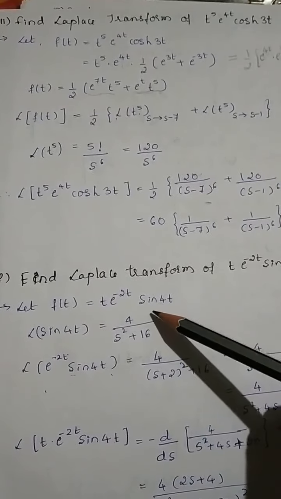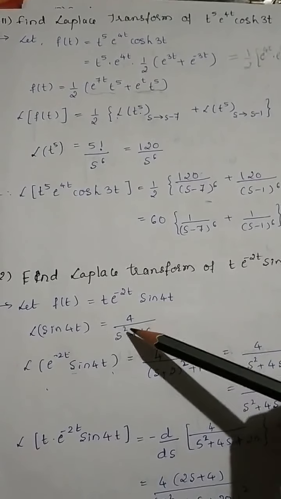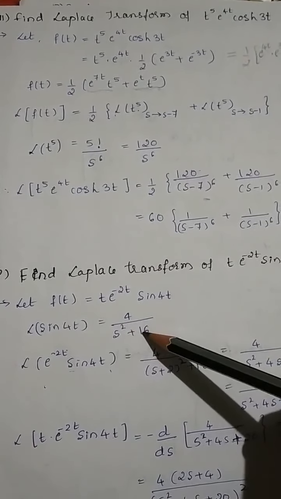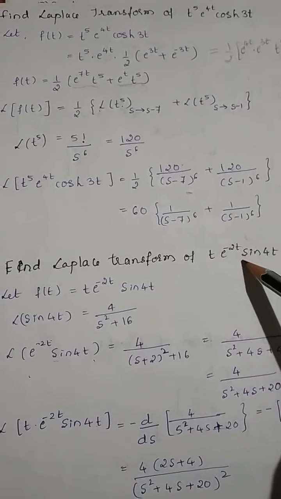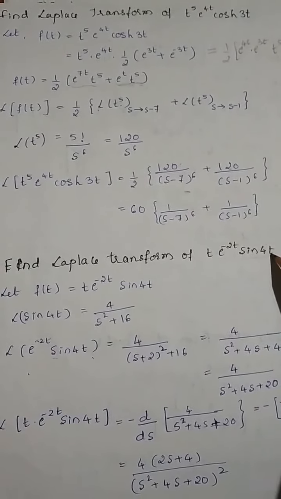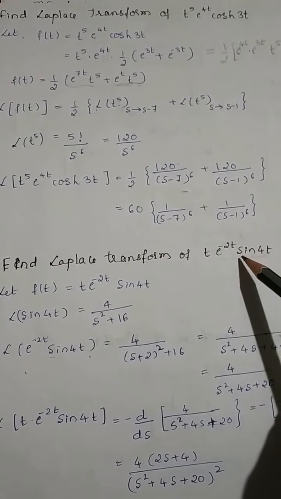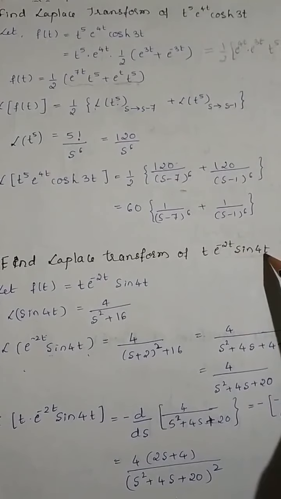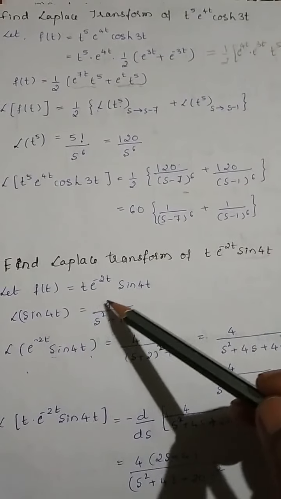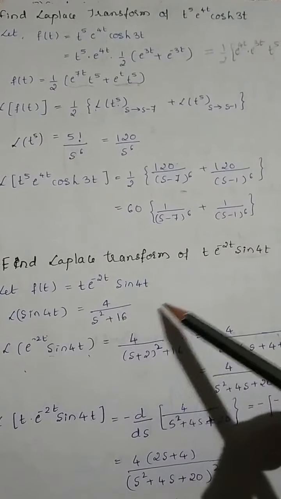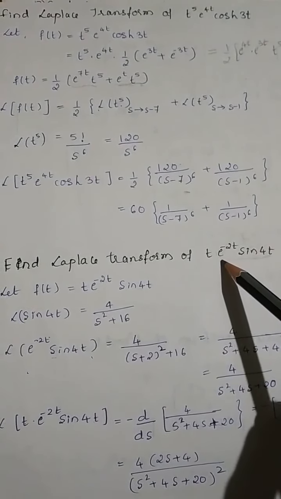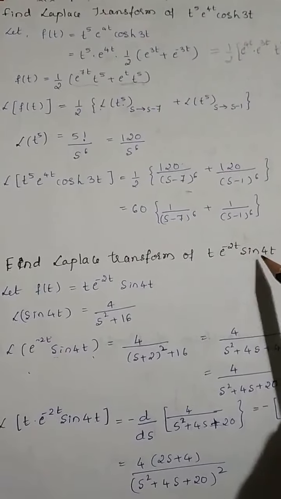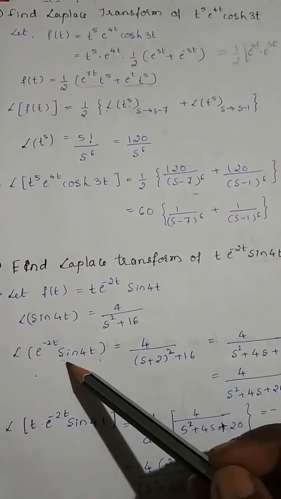First, let us find the Laplace transform of sin 4t, that is 4 upon s square plus 16. Next, let us find the Laplace transform of e raised to minus 2t into sin 4t. One by one we will find the Laplace transform. First, let us consider sin 4t. The Laplace transform of sin 4t is 4 upon s square plus 16. Next we will find the Laplace transform of e raised to minus 2t into sin 4t.